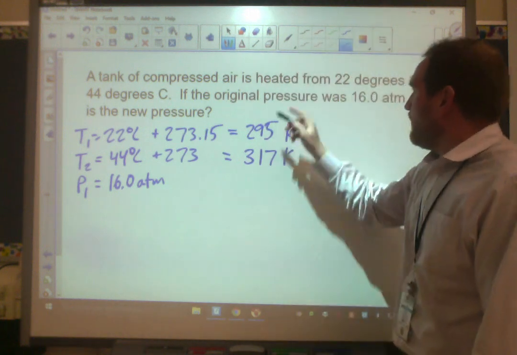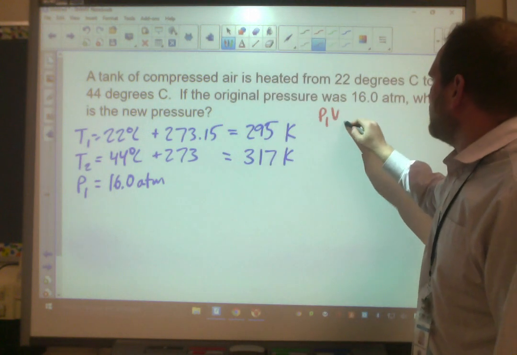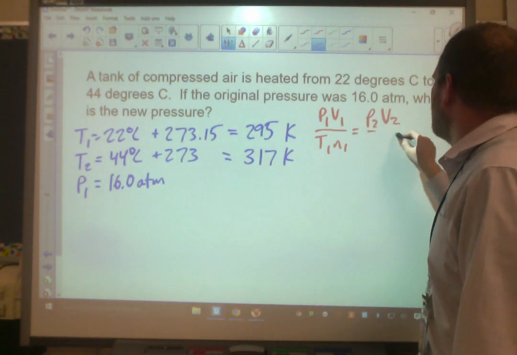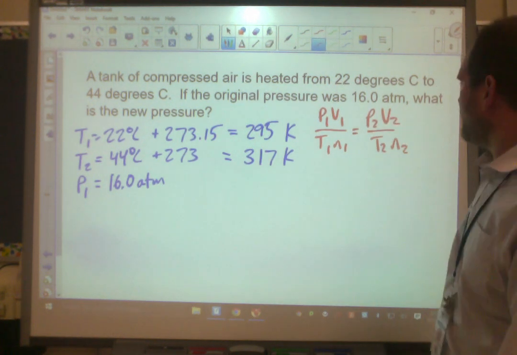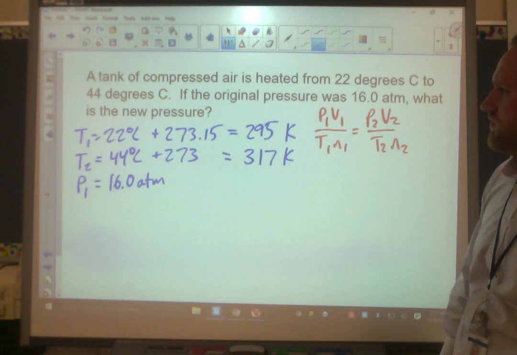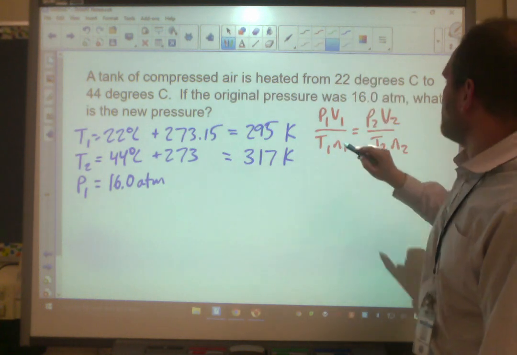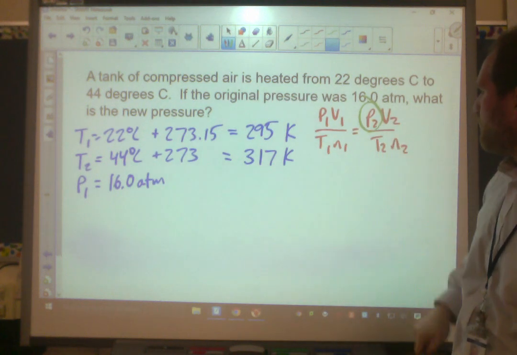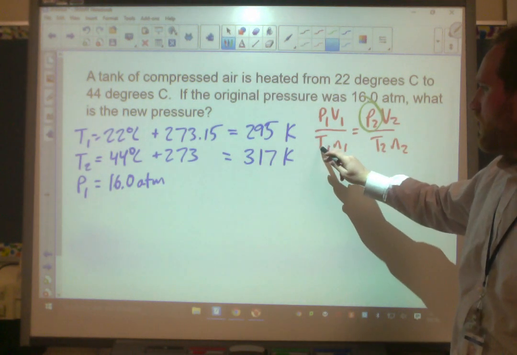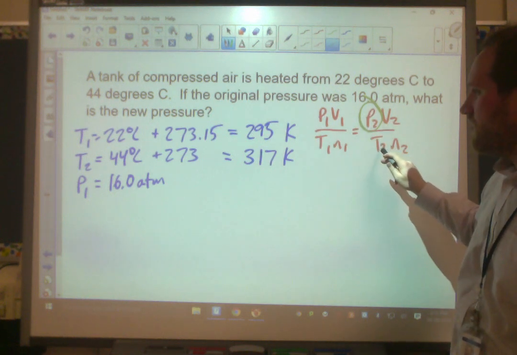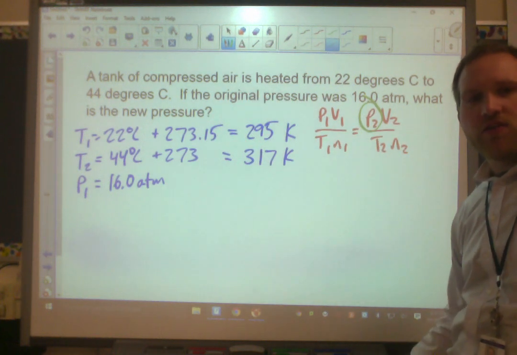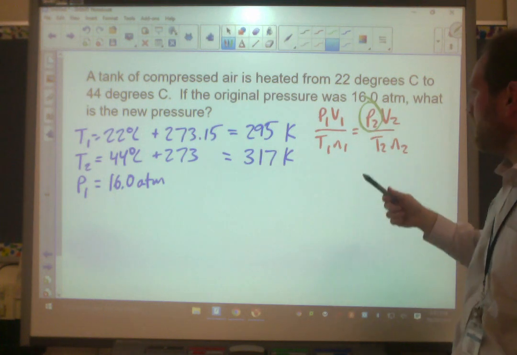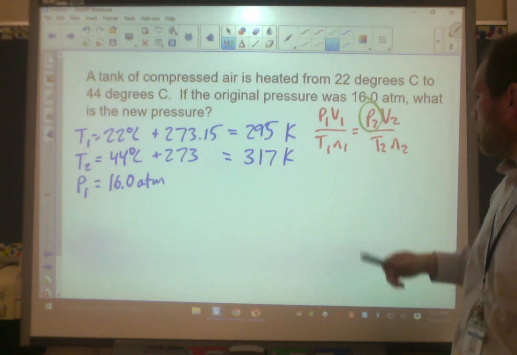All right. Now, in this formula, P1 V1 over T1 N1 equals P2 V2 over T2 N2. What are we trying to solve for? Well, it says, what's the new pressure? So that's going to be the final or second pressure. So we're trying to solve for P2. We're given T1, we're given T2, and we're given P1. Look at all this other stuff that we're not given. We're not given the volume, V1 or V2. We're not given the number of particles, N1 or N2.